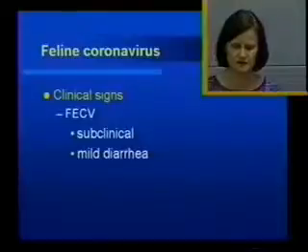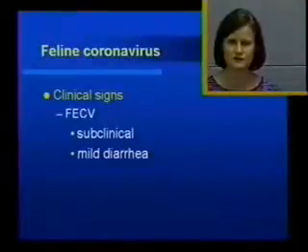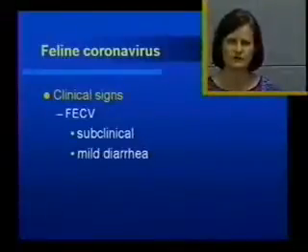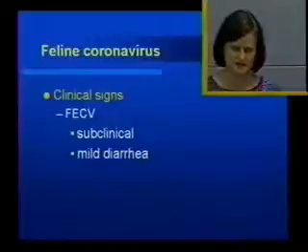Clinical signs of feline enteric coronavirus are generally very mild gastrointestinal signs, such as diarrhea or anorexia. Most cats are subclinical, and we never see signs of disease.